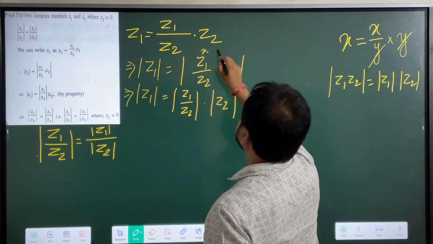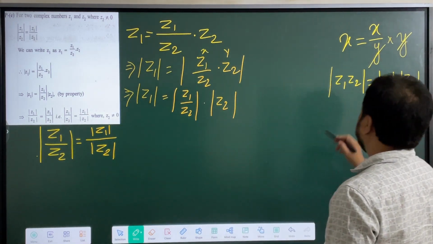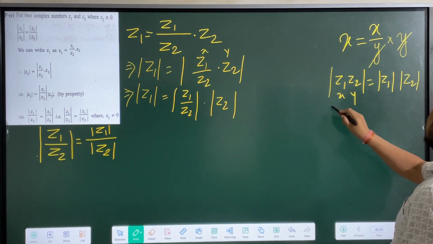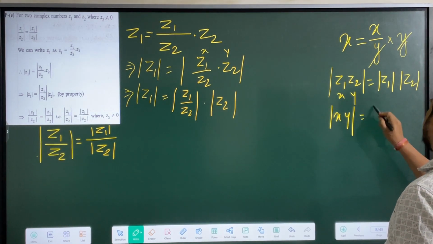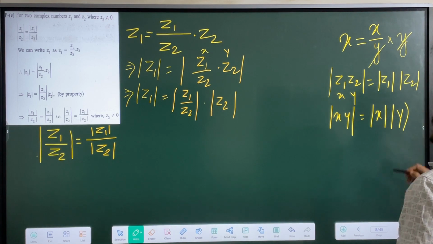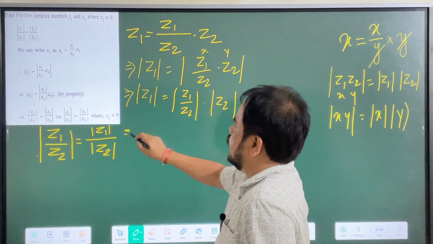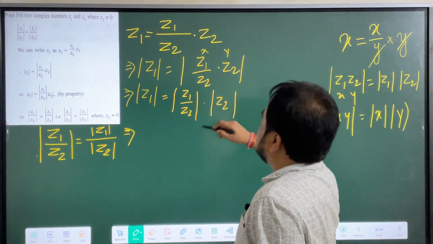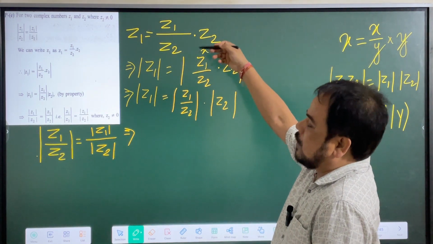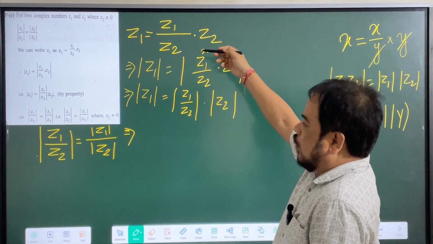Think that this is X, this is Y. So modulus of XY is equal to modulus of X, modulus of Y. That is what we have done here. Here it is then by property. That is the property we got in the previous one, property number 4.